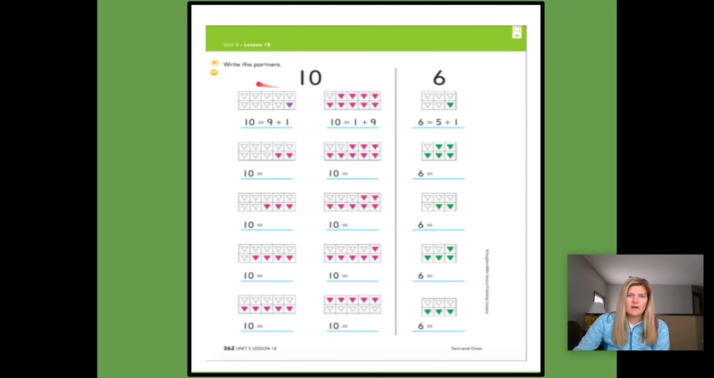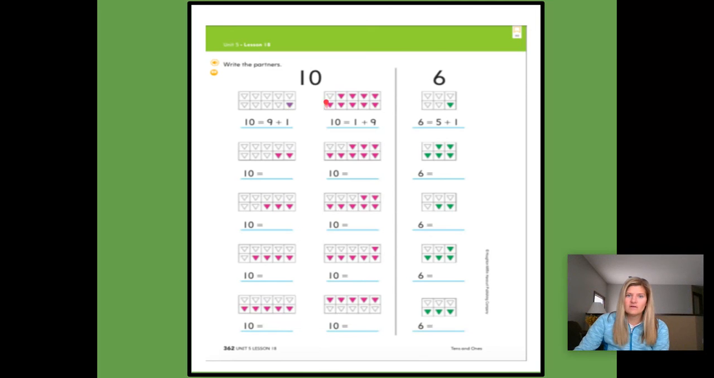I'm going to look here at problem number 1 that they already did for us. Our total is 10. So we're going to look. They have 5 on top and 4 below, which is 9. So there's 9 white triangles plus 1 colored triangle.